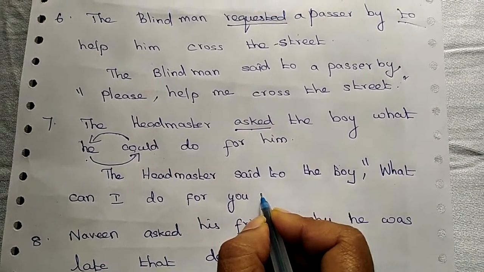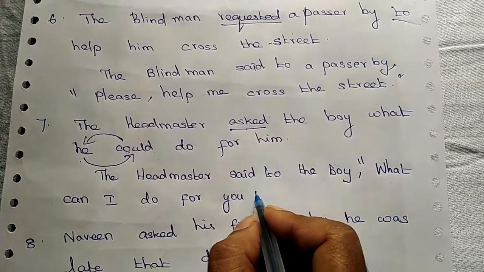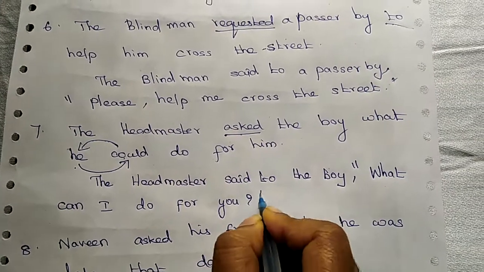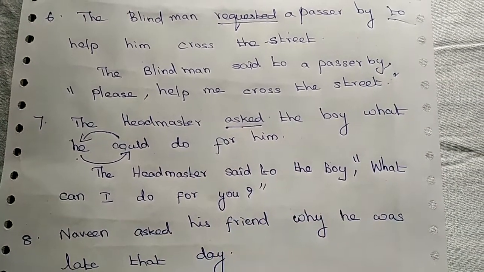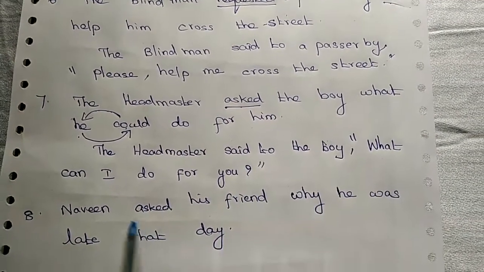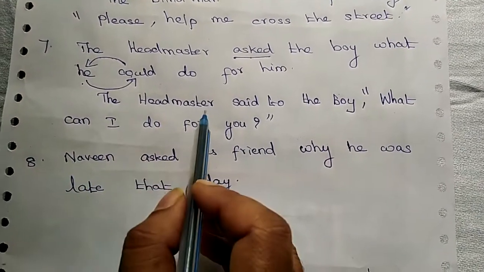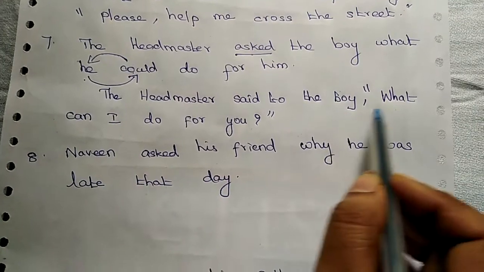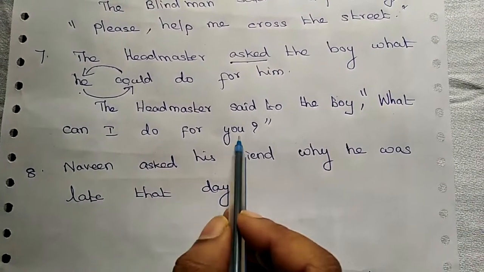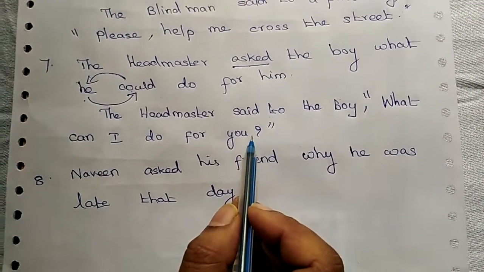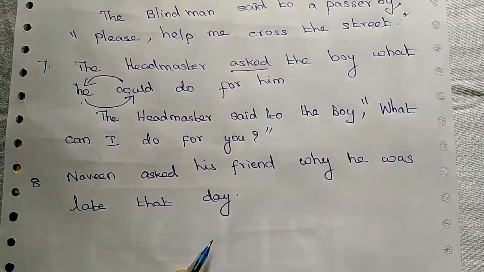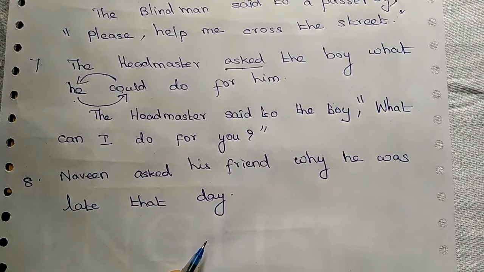What's the important thing here? Yes, it's the question mark. Then close the quotation. Now read it. What can I do for you? Okay. Now it's in the question form, the actual words of the speaker. The headmaster said to the boy, what can I do for you? Don't forget to put the question mark. Okay. Shall we move to the next question?